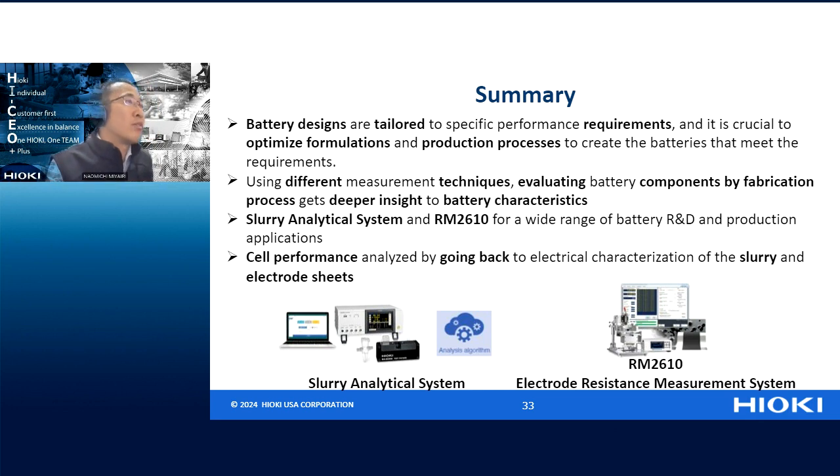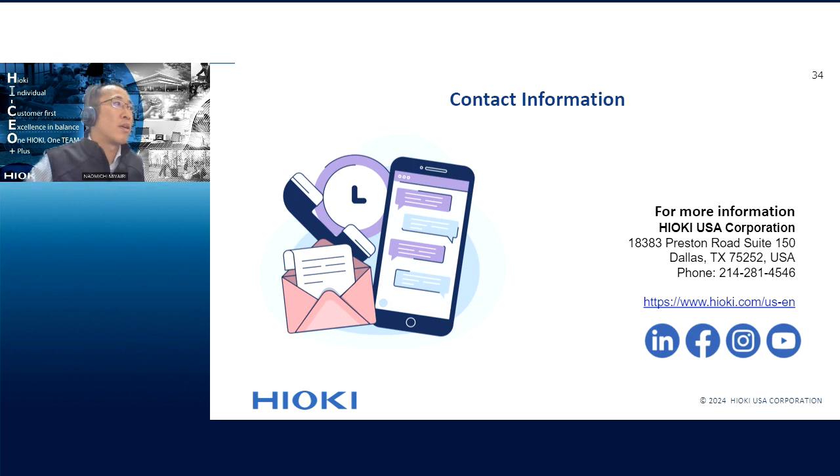The slurry analytical system and the RM2610 are used for a wide range of battery R&D and production applications. And lastly, we saw the case study of correlation between slurry performance and cell performance. So cell performance can be analyzed by going back to electrical characterization of the slurry and the electrode sheets. This is my last slide in the presentation.